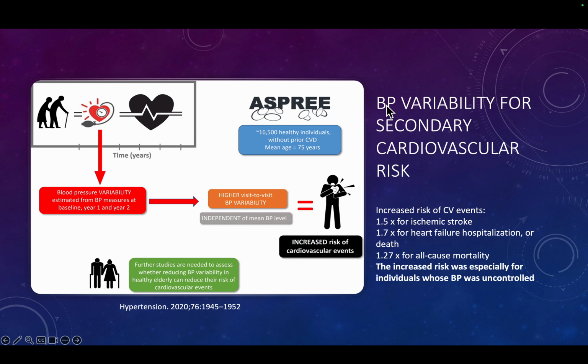Blood pressure variability and the cause of a secondary cardiovascular risk. Let us say this is a group of individuals who were elderly, about 16,000 patients.